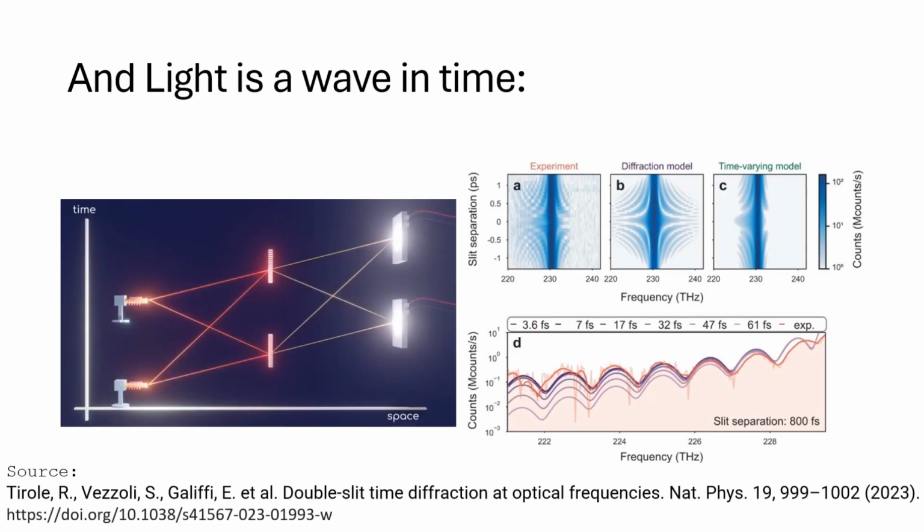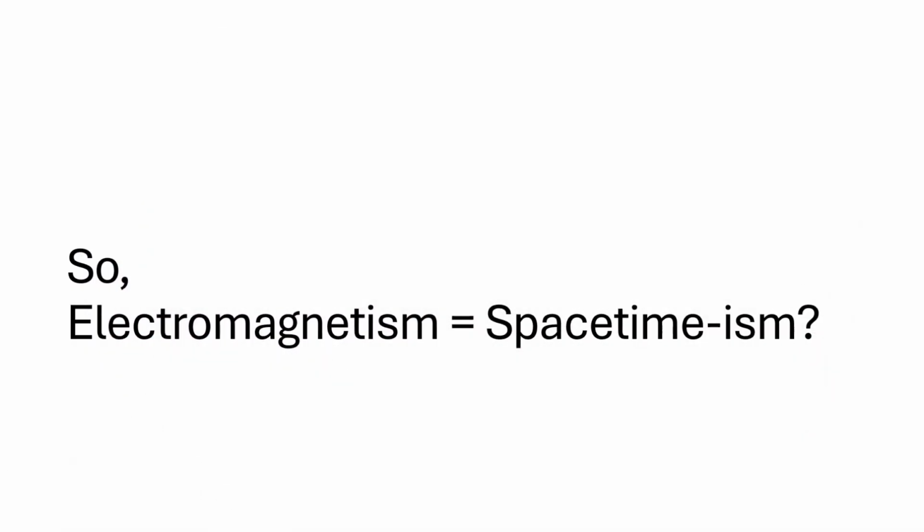From this experiment, we can clearly see that light from different times are interfering with each other, creating an interference pattern in time, in frequency. So, light is a wave in space and time. Electromagnetism is just spacetimeism? Well, let's just keep this in mind for now.